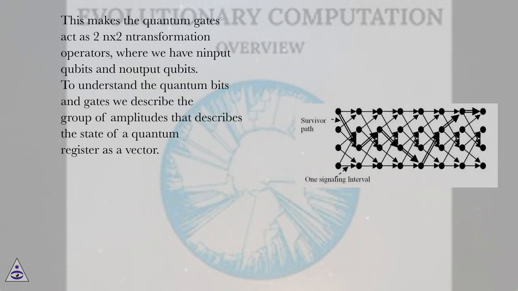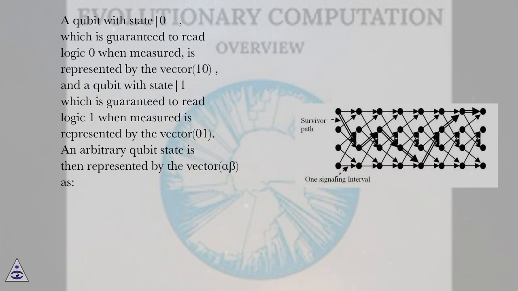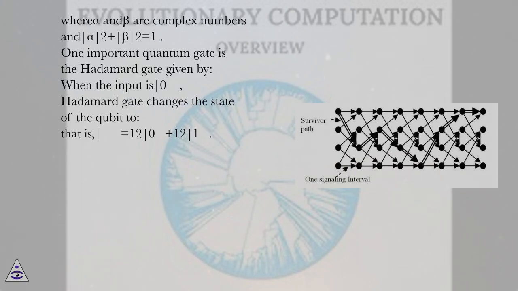To understand the quantum bits and gates, we describe the group of amplitudes that describes the state of a quantum register as a vector. A qubit with state |0>, which is guaranteed to read logic 0 when measured, is represented by the vector [1 0], and a qubit with state |1>, which is guaranteed to read logic 1 when measured, is represented by the vector [0 1]. An arbitrary qubit state is then represented by the vector [alpha beta], where alpha and beta are complex numbers and |alpha|^2 + |beta|^2 = 1.